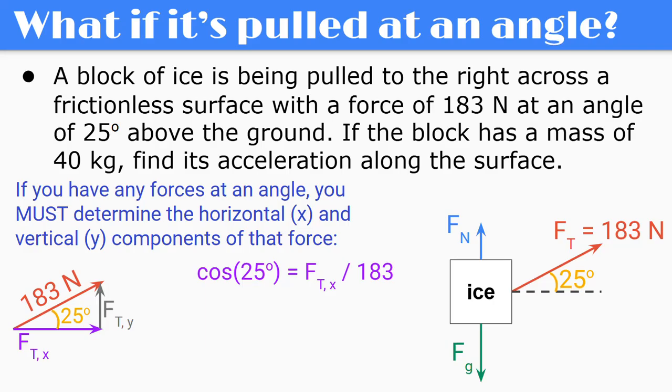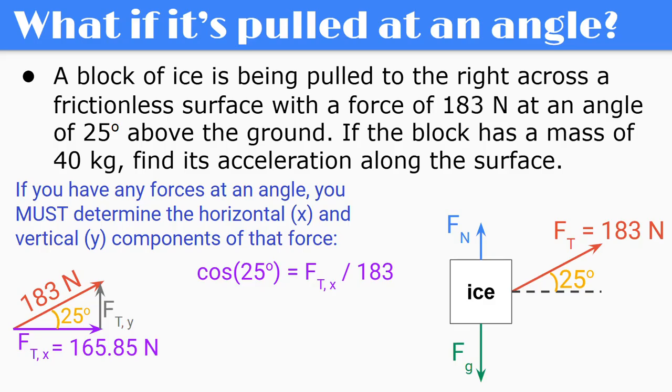It's the CAH from SOHCAHTOA. My adjacent side is Ftx. That's what I'm trying to find. My hypotenuse is 183. If I want to solve for Ftx, I need to just multiply both sides by 183. So if you're following along with me, you would type 183 times cosine of 25 degrees in your calculator. And if you do that, and if you're in degree mode, you should get 165.85 newtons. Again, that's probably rounded, I don't remember. Okay, but I have 165.85 newtons. I added it to my diagram.